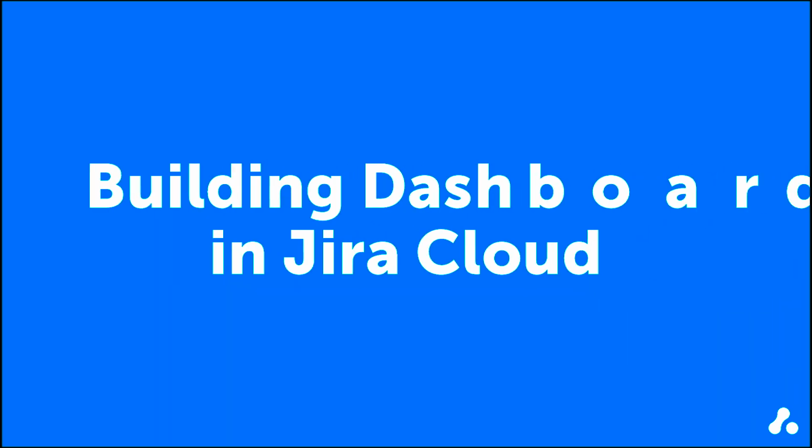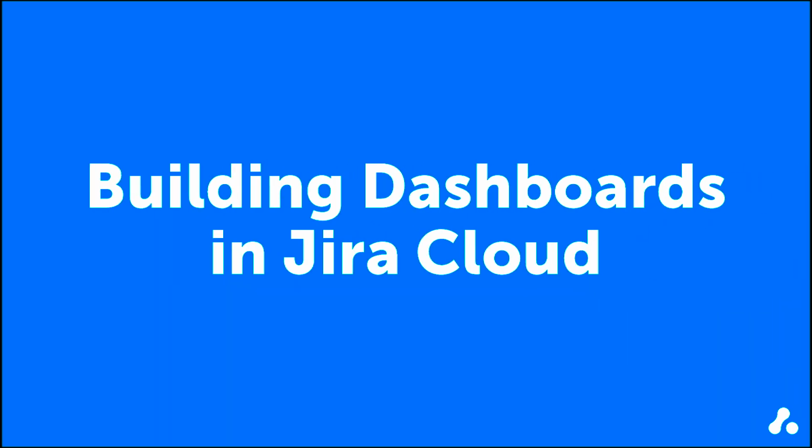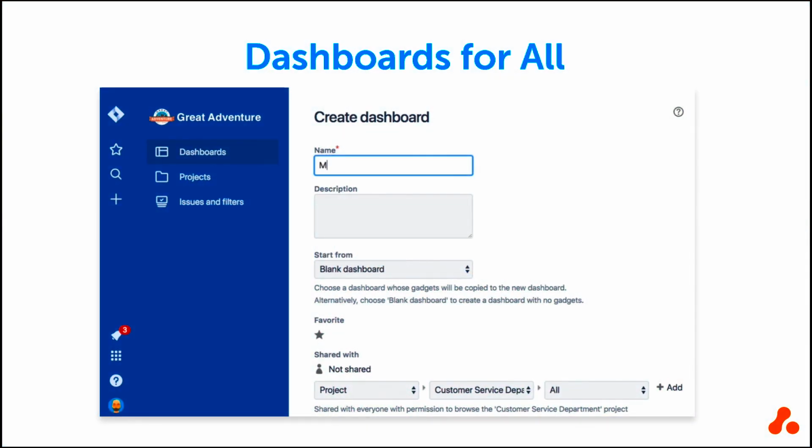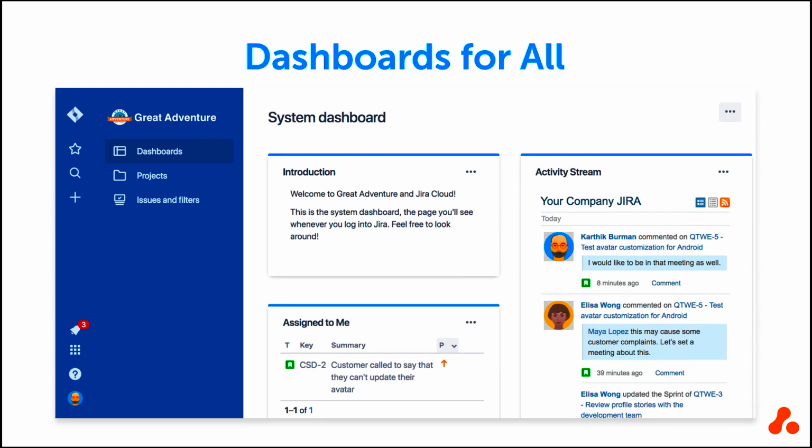Dashboards provide a way for you to highlight different types of information in one easy-to-access location, the front page in Jira. You can have private dashboards or share dashboards with your team. Your Jira instance also has a system dashboard that only someone with Jira administrator permissions can change.